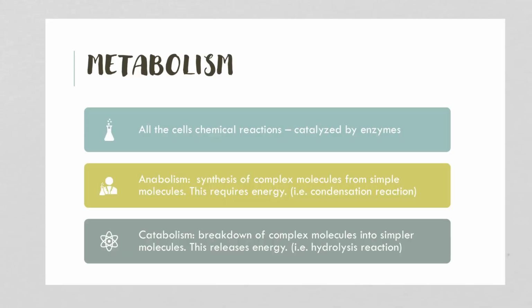We will revisit the concept of metabolism a little bit later in this unit as well as in the next unit, but we'll talk about it a little bit here. So metabolism is all of the cell's chemical reactions, and these are catalyzed by enzymes. So there's anabolism, which is the synthesis of complex molecules from simple molecules, and this requires energy. So we'll very soon learn about condensation reactions. So basically you're putting two molecules together to make a larger molecule, and sometimes that happens on a very large scale, so you make a polymer.